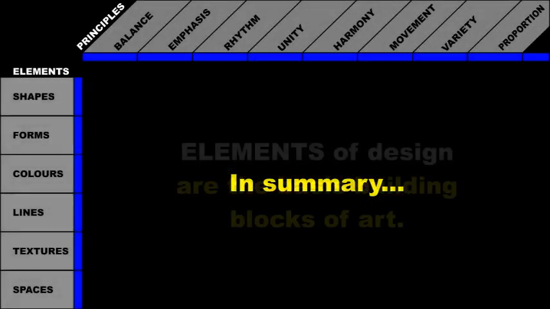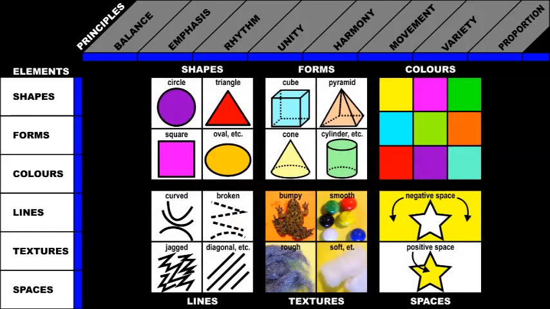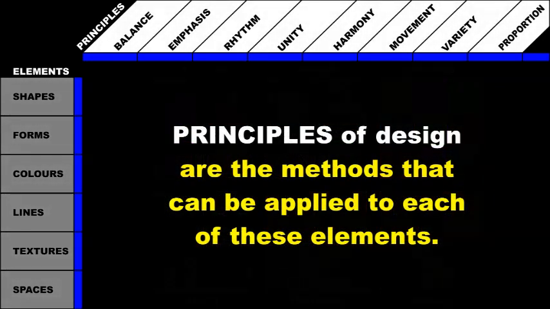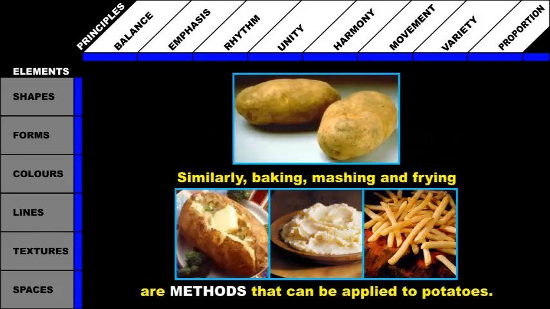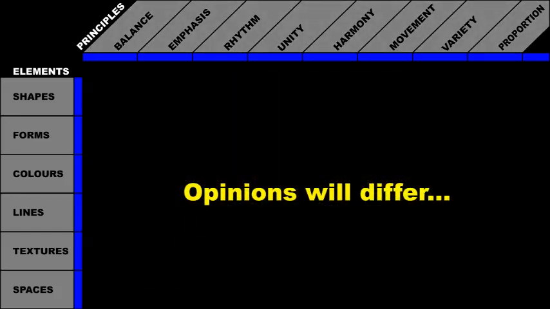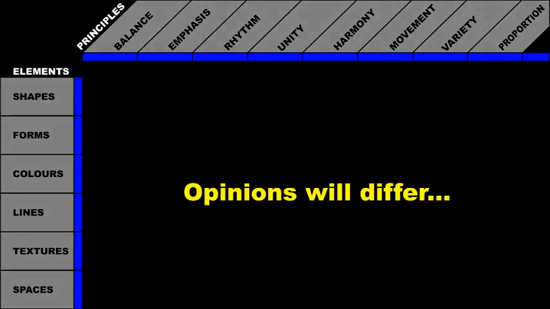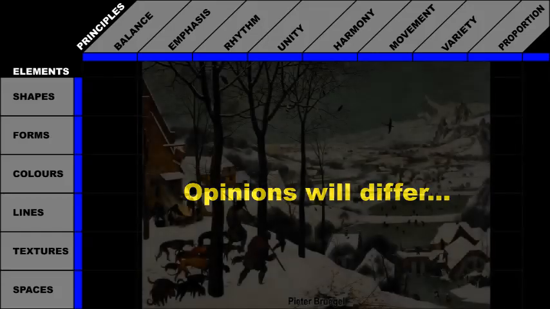In summary, elements of design are the basic building blocks for artwork. Principles of design are methods that can be applied to each of the elements. Opinions will differ about which items should be included as elements and principles of design. You will find varying lists. It is more important to understand and focus on how they are defined and used.